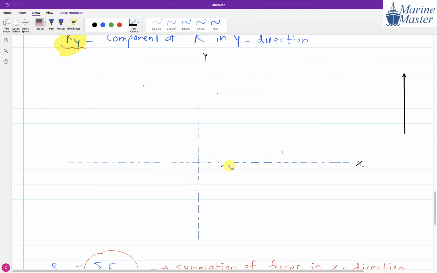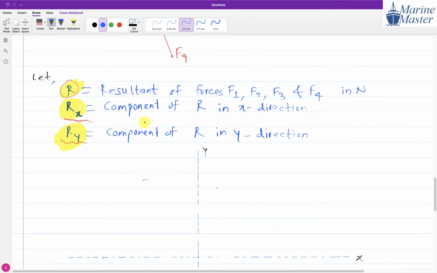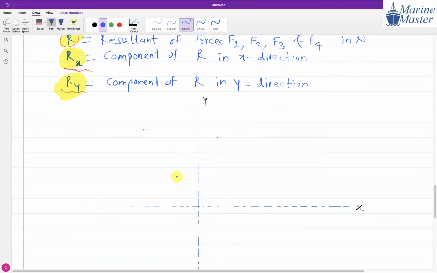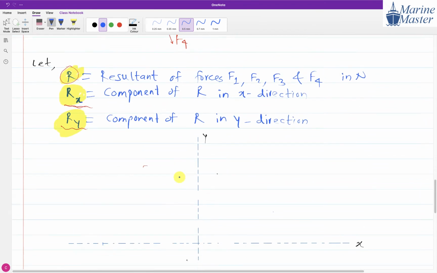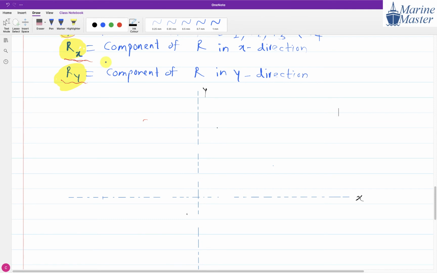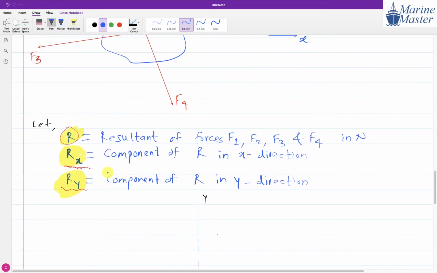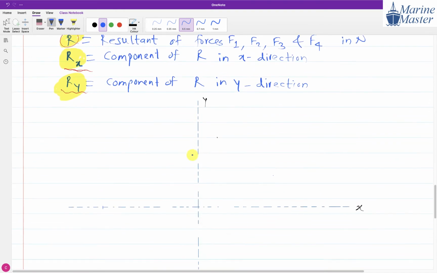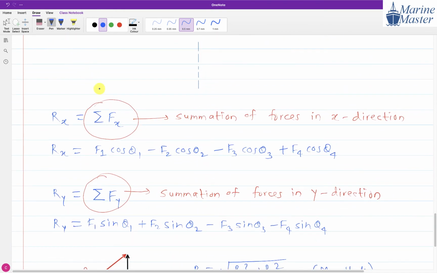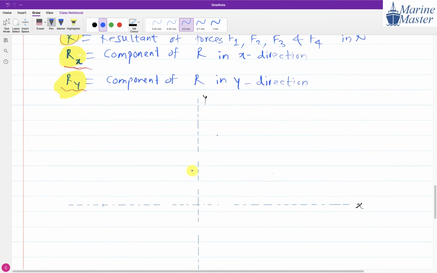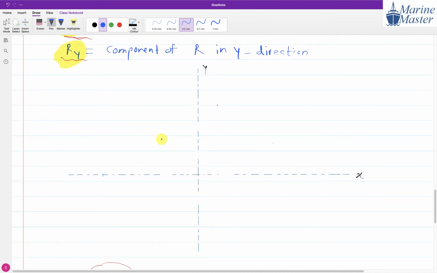Observe the things here carefully, sir: what we have to do and how we are going to approach. Our target is to get R. To get R, we need Rx and Ry. And to get Rx and Ry, first of all we are going to find out the components of each force. We need the components of all these four forces. And how to get the components of all these four forces? Try to see the scenario here.